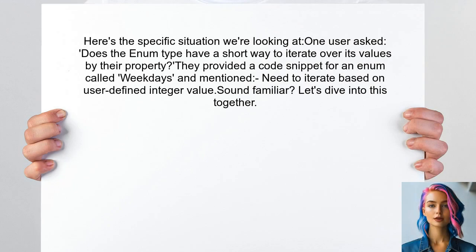Here's the specific situation we're looking at. One user asked, does the enum type have a short way to iterate over its values by their property? They provided a code snippet for an enum called weekdays and mentioned that they need to iterate based on a user-defined integer value. Sound familiar? Let's dive into this together.